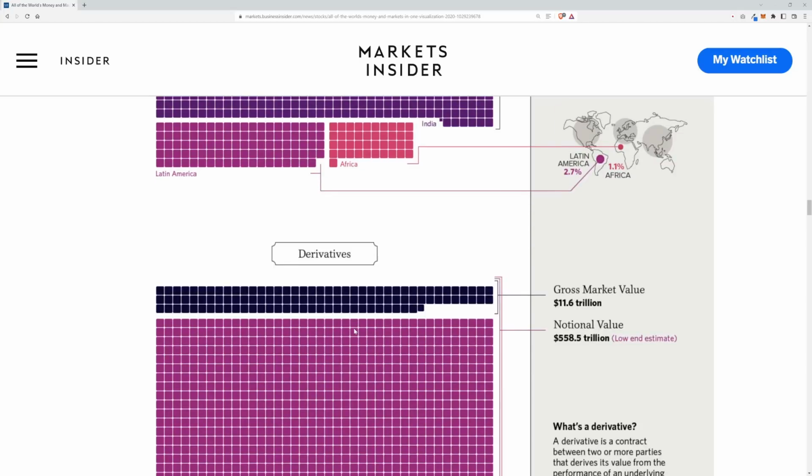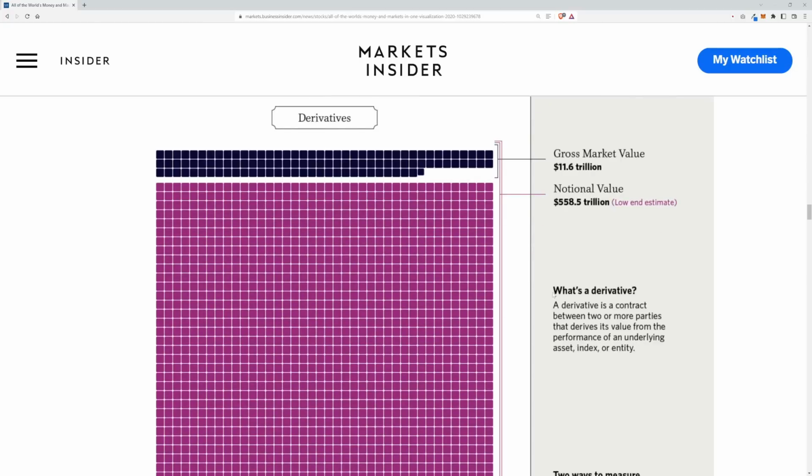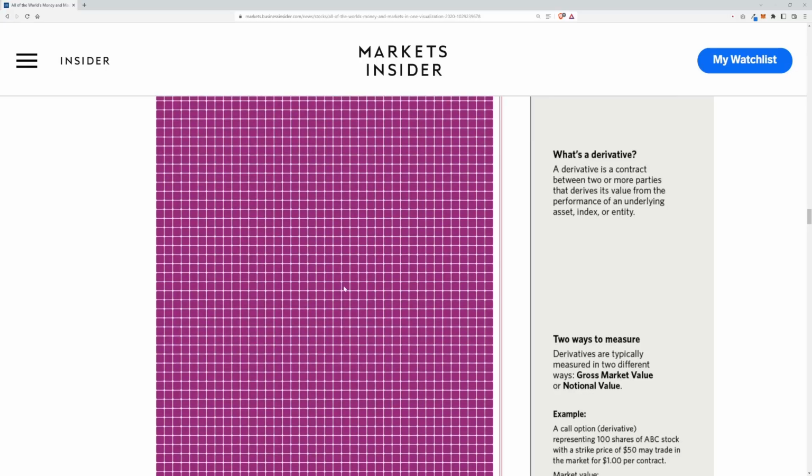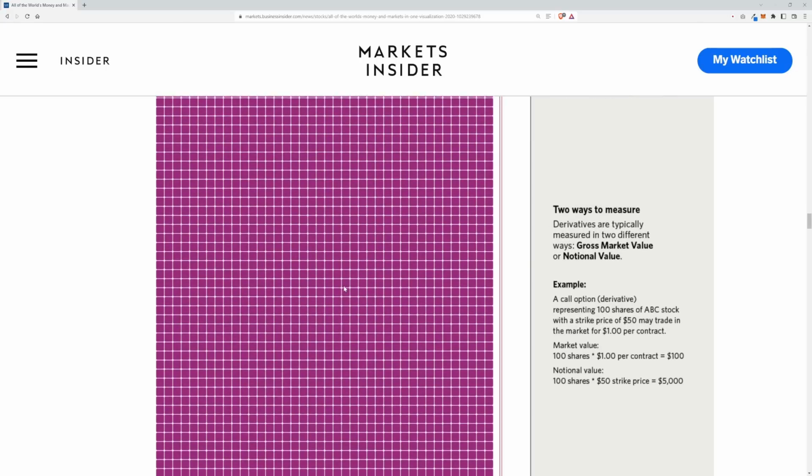Now, this is really wild. This is derivatives. The gross market value is 11.6 trillion. The notional value, the low-end estimate, is 558.5 trillion. And they're saying here, so what is a derivative? A derivative is a contract between two or more parties that derives its value from the performance of an underlying asset, index, or entity. And if you've ever watched The Big Short, you get a clearer picture of what it truly is.